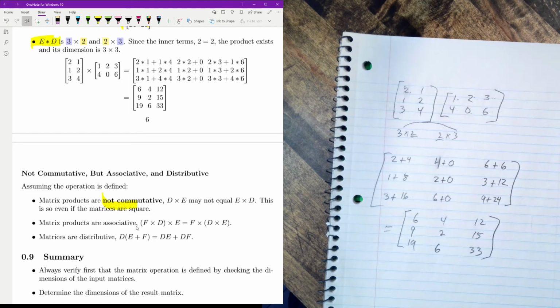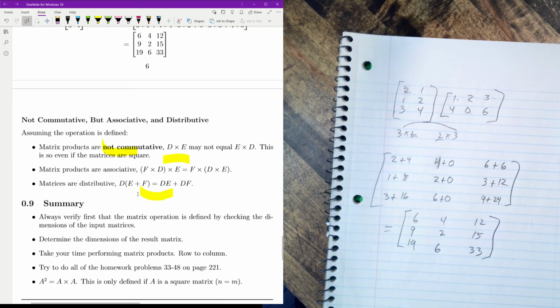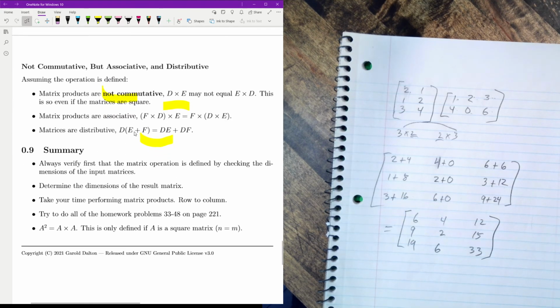Matrix products, however, are associative, meaning you can change the order of the parentheses, and they're also distributive over addition. So D times (E plus F) is equal to D times E plus D times F. In summary, always verify that the matrix operation is defined. You can also determine the dimensions of your result matrix, and do this before you do any calculations whatsoever. Take your time performing the operations. It's row to column, but take your time doing it.